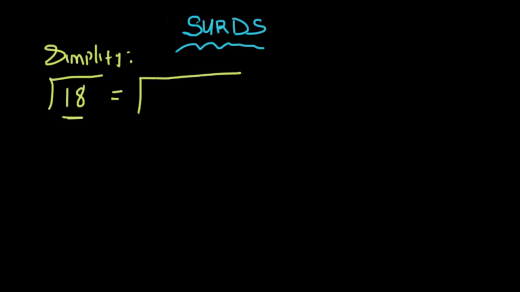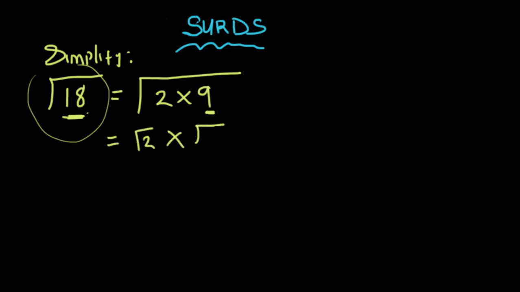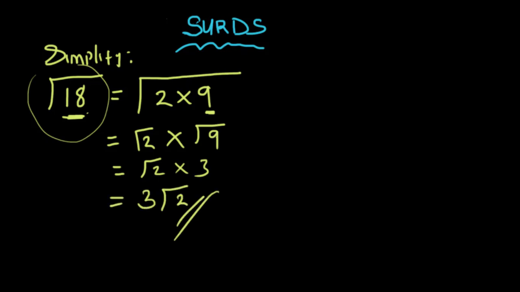Now we know that 18 is 2 times 9, and you know that 9 is a perfect square. So we simplify the square root of 18 by looking for factors of 18 that are perfect squares. Does that make sense? So this is equal to the square root of 2 times the square root of 9. Square root of 9 is what? 3. So we have the square root of 2 times 3, which gives us 3 root 2. So we've simplified the square root of 18 as 3 root 2.